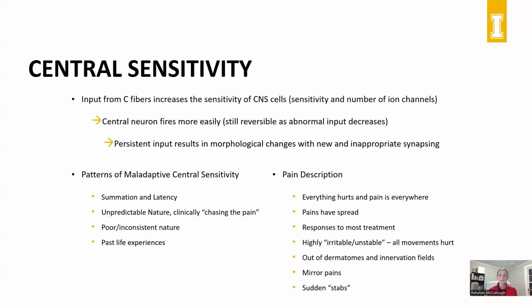And then pain description in this case: everything hurts and pain is everywhere. The pains have spread. It responds to treatment, but then sometimes it doesn't. It has mirror pains. It's outside of the dermatome or innervation fields. So kind of those just weird cases.